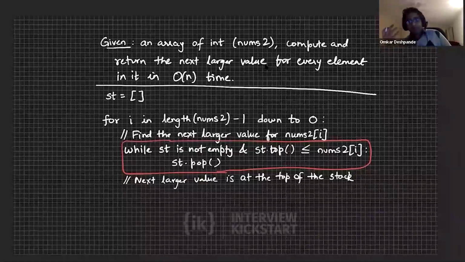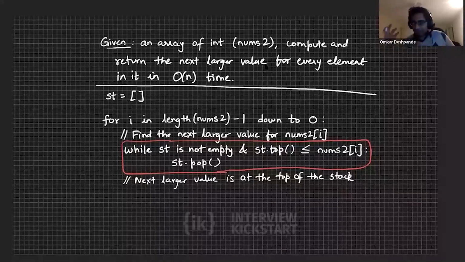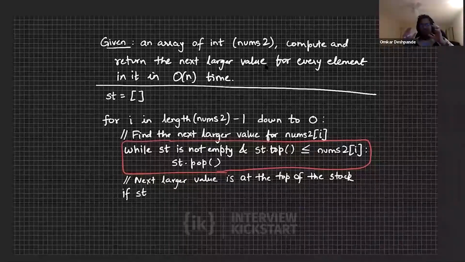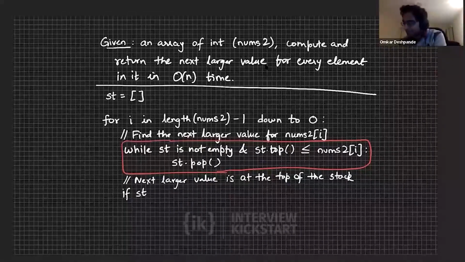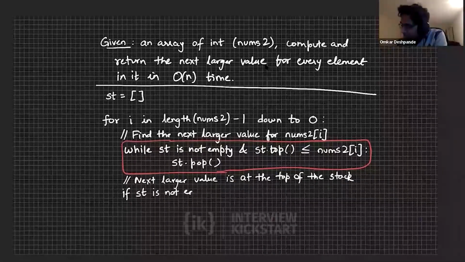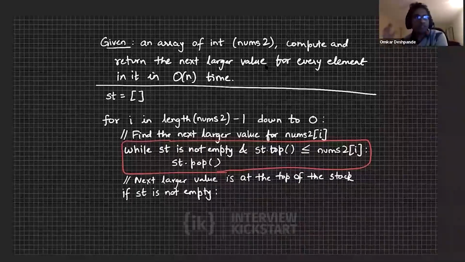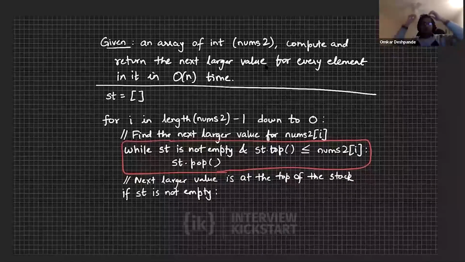right? There is a possibility it might not exist, because maybe all the values that we've seen so far have been less than or equal to our current value, in which case it wouldn't exist. But if it exists, obviously the stack will not be empty. So we want to process the next larger value by storing it in a mapping. Let's say we want to add it to a hash map. So if the stack is not empty, that's when we know the next larger value exists.